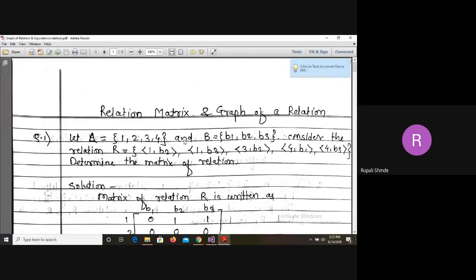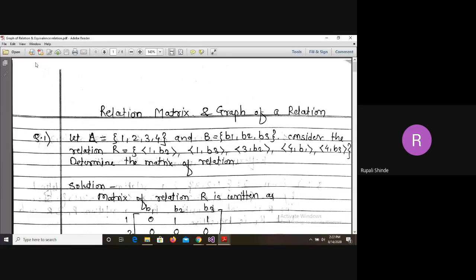Now again, we have to solve some examples based on relation matrix and graph of relations. So question number 1 is given. Let A equal the set {1, 2, 3, 4}. B equals the set {B1, B2, B3}. Consider the relation R, which consists of all these ordered pairs. Then determine the matrix of relation. So here they have asked to find out the matrix of relation.